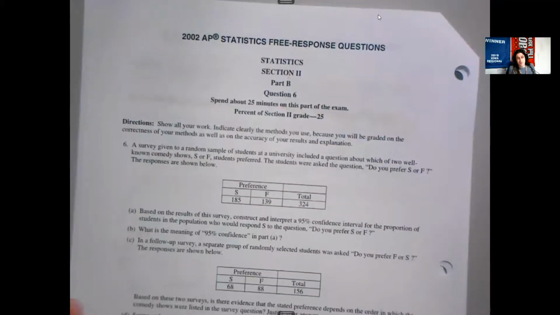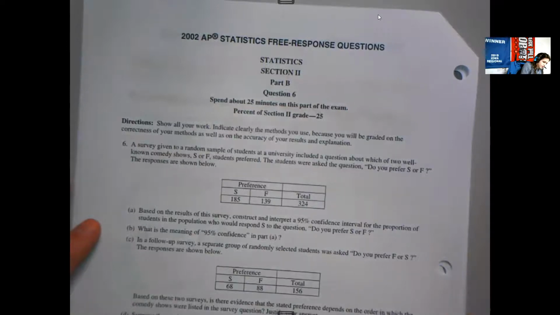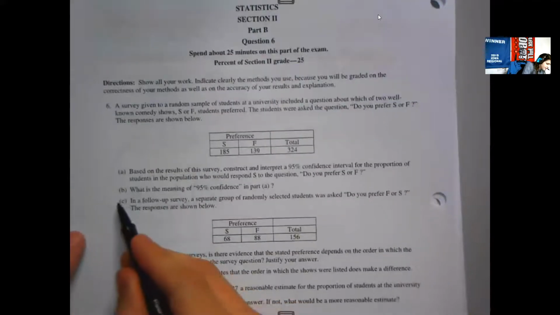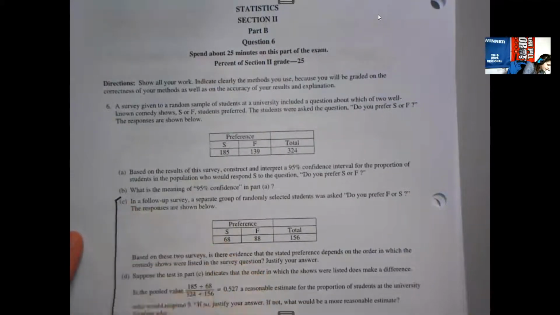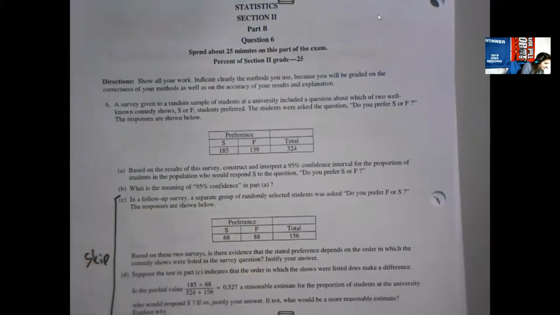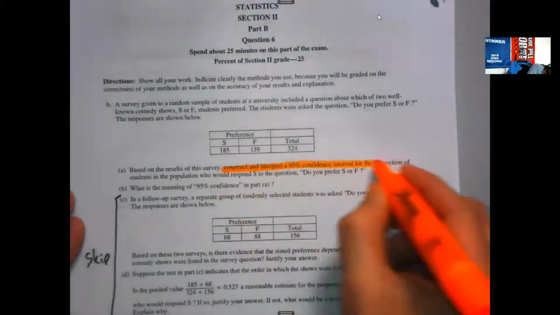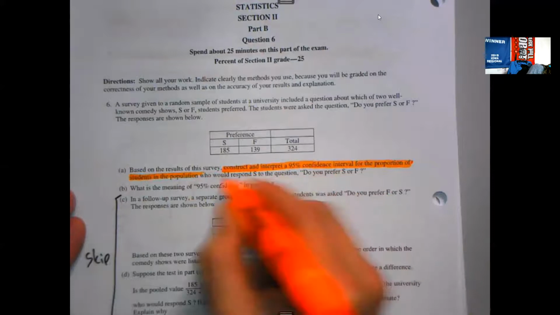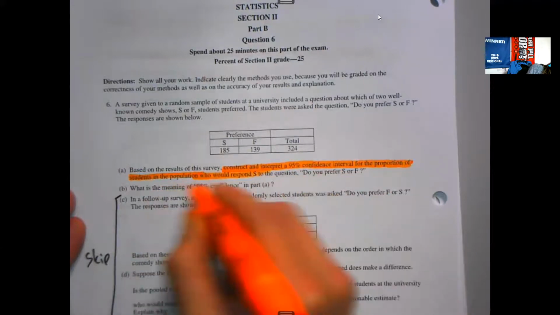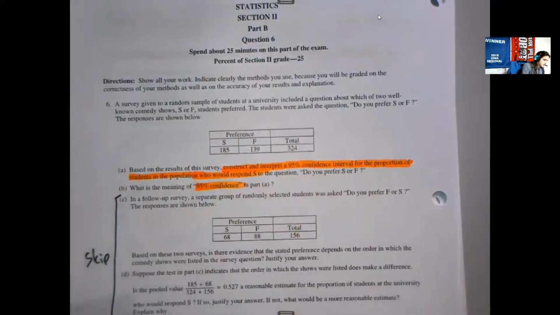This one you're not going to have one like this on the exam because it's kind of goofy, and I want you to know that parts C and D you're not even prepared to do yet. I'll tell you to skip parts C and D, but parts A and B you can do. Based on the results of the survey, construct and interpret a 95% confidence interval for the proportion of students in the population who would respond yes. And what is the meaning of 95% confidence?